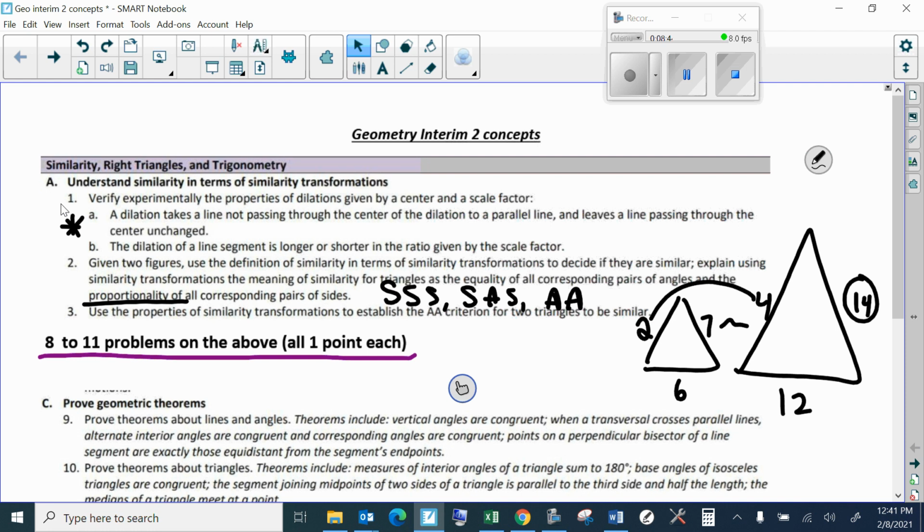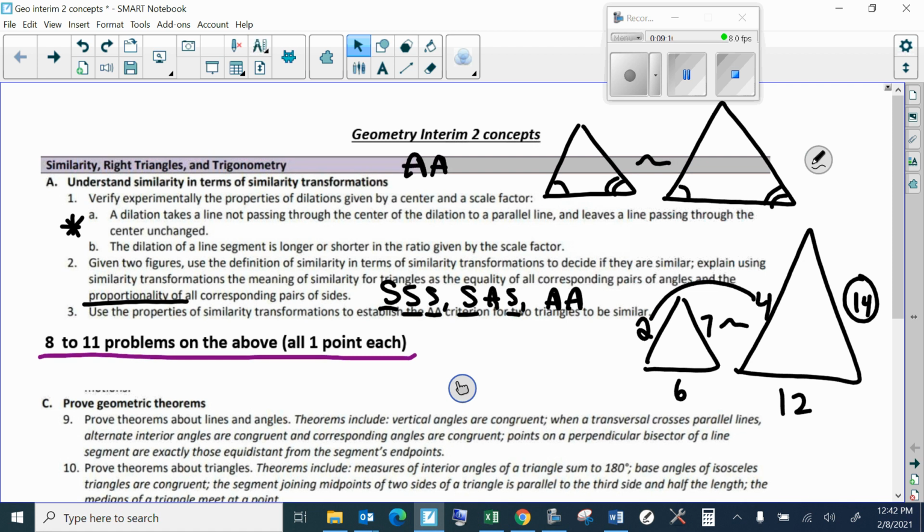Could be whatever the ratio is, could be 2 to 3, 3 to 4, 3 to 5, but it has to be the same ratio on all S's anytime there's an S involved. If there's an A involved, the angles must be congruent. So if I had this triangle, and I have a bigger triangle, but those angles are congruent, those are now similar by AA similarity. AA similarity is also called AAA similarity.